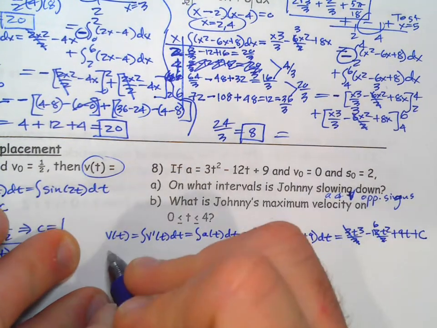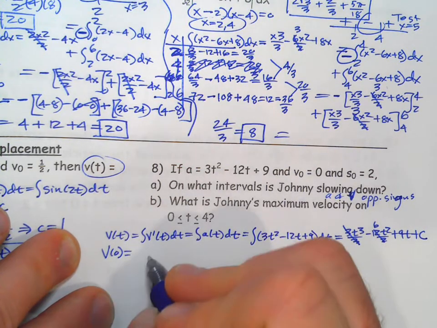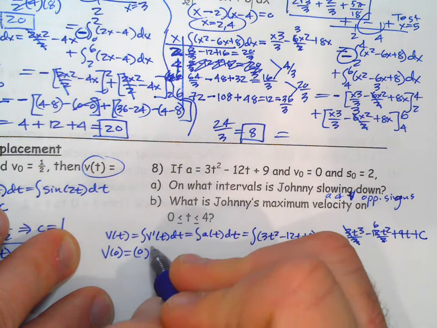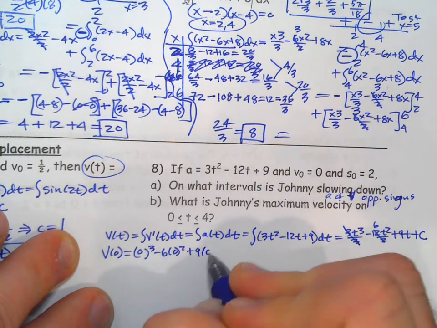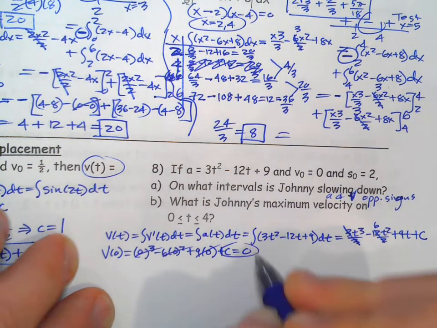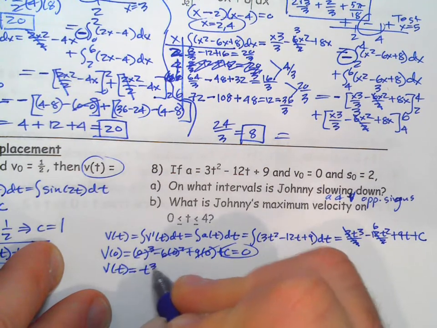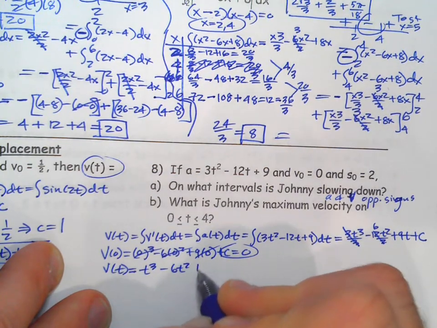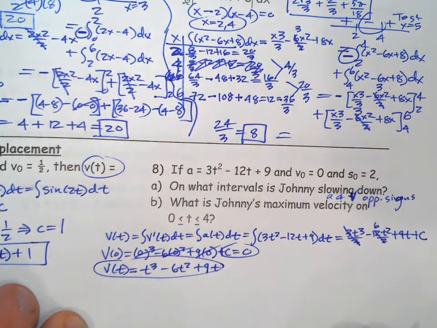And we can use initial condition velocity is 0. Plug it in here. So it's going to be 0 cubed minus 6 times 0 squared plus 9 times 0 plus c equals 0, which means c equals 0. And your velocity equation is t cubed minus 6t squared plus 9t. So that's our velocity equation.